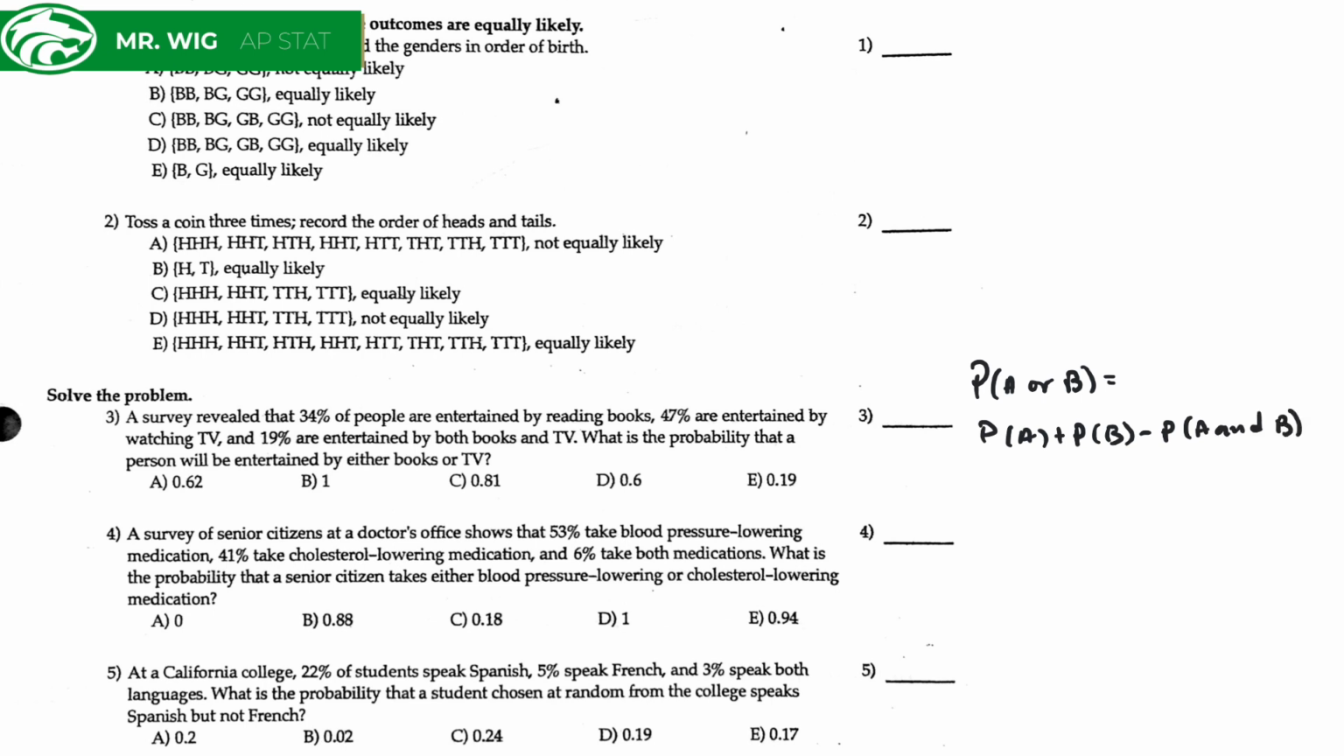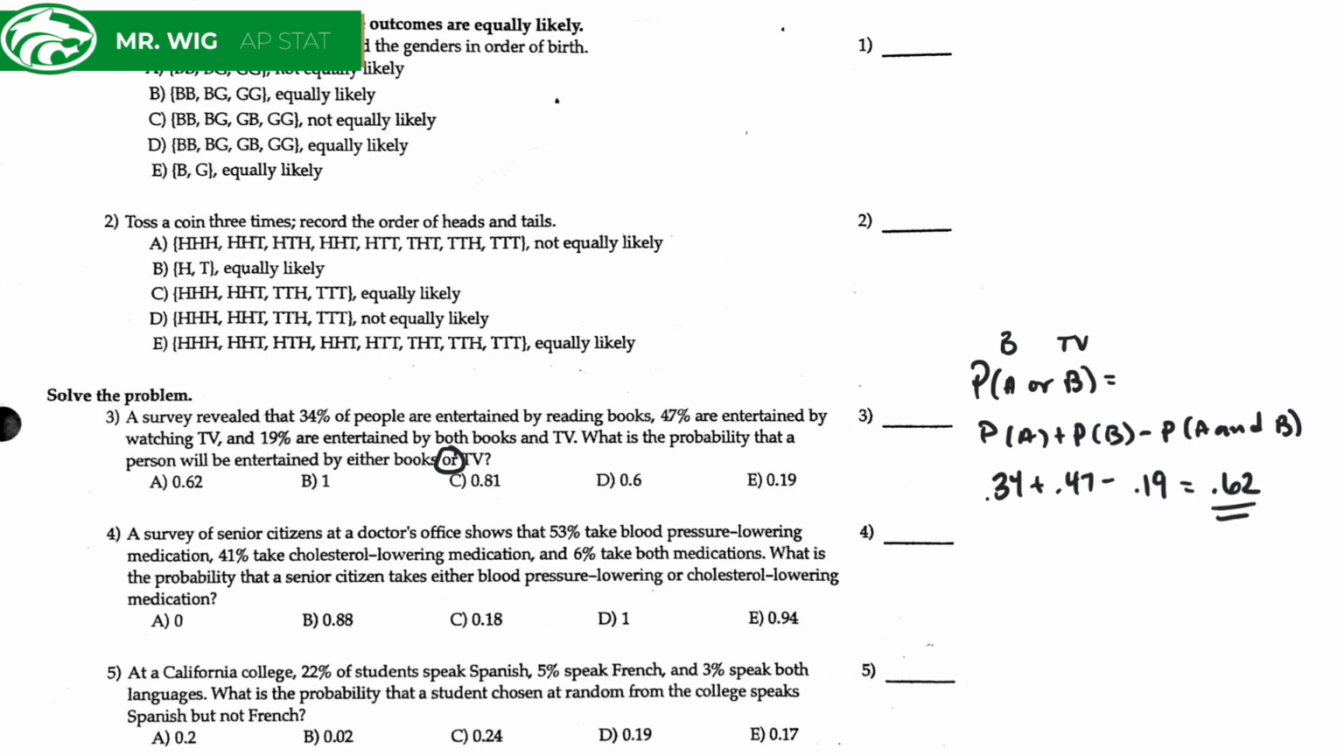Essentially, this allows me to add them up, but I'm going to subtract out the parts that I counted twice. In this case, a survey revealed that 34% of people are interested in books, 47% in TV, and 19% in both. What is the probability that a person will be interested in books or TV? So A would be books and B would be TV. This is really straightforward. It's literally as easy as it sounds, right? 0.34 plus 0.47. However, we counted several people twice because they checked both books and TV. And so we're going to subtract out the 0.19, which is equal to 0.62, right?